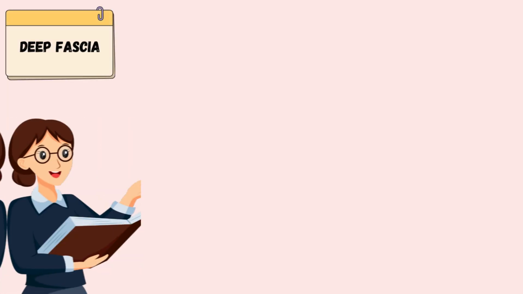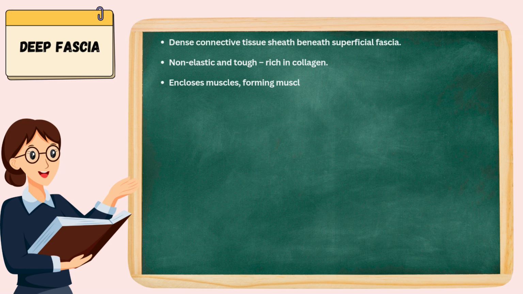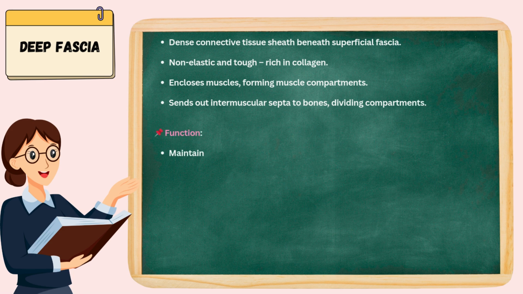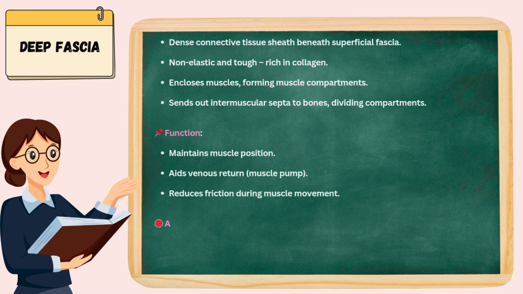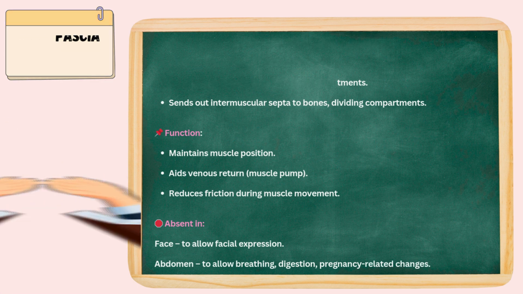Deep fascia, dense connective tissue sheath beneath superficial fascia, non-elastic and tough, rich in collagen, encloses muscles, forming muscle compartments, sends out intermuscular septa to bones, dividing compartments. Function, maintains muscle position, aids venous return, muscle pump, reduces friction during muscle movement. Absent in face, to allow facial expression, and abdomen, to allow breathing, digestion, pregnancy-related changes.